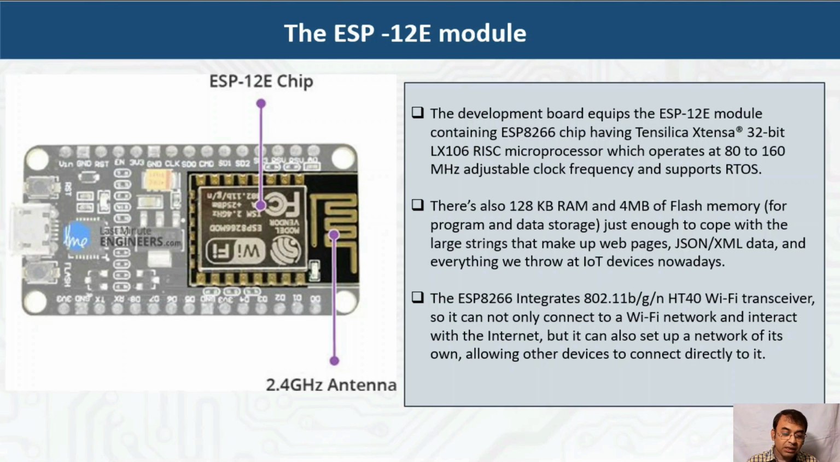The ESP8266 integrates an 802.11 b/g/n Wi-Fi transceiver, so it can not only connect to a Wi-Fi network and interact with the internet, but it can also set up a network of its own, allowing other devices to connect directly to it. That means this chip has an inbuilt Wi-Fi module through which you can connect to the internet, as well as you can create your own network.